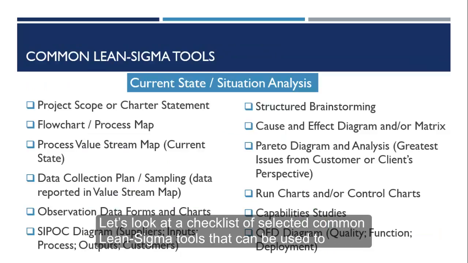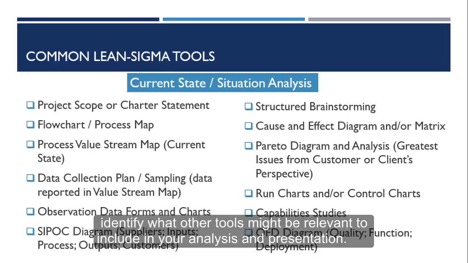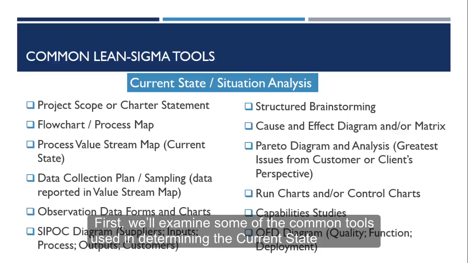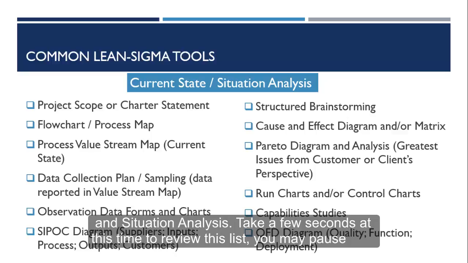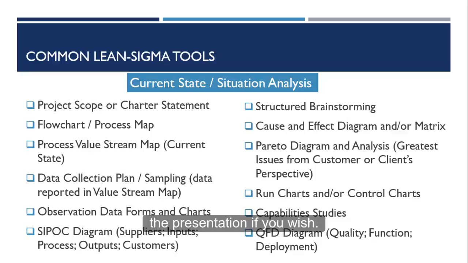Let's look at a checklist of selected common Lean Sigma tools that can be used to identify what other tools might be relevant to include in your analysis and presentation. First, we'll examine some of the common tools used in determining the current state and situation analysis. Take a few seconds at this time to review this list. You may also pause the presentation if you wish.